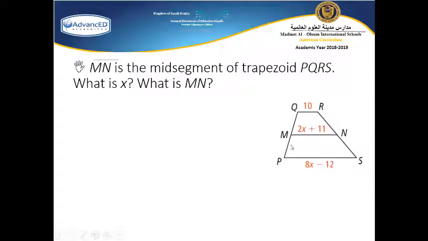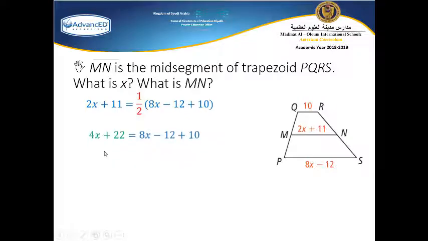Another question. MN is the mid-segment of the trapezoid PQRS. What is X and what is MN? We said this is the mid-segment, then it equals half the sum of 8x minus 12 plus the other base 10. Then 2x plus 11 equals half of 8x minus 12 plus 10. By multiplying both sides by 2, then 4x plus 22 equals 8x minus 12 plus 10.